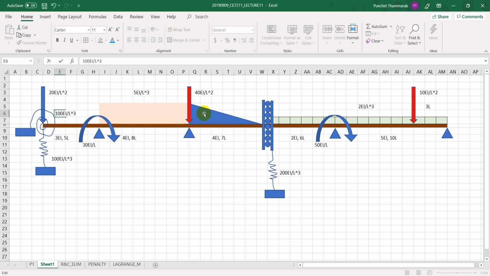Moment stiffness has to be just something like this, 10 EI over L. It is in the moment unit per radian. Radian has no unit, so it is in the EI over L unit. Oh, good. Looks like a very good exercise for you.